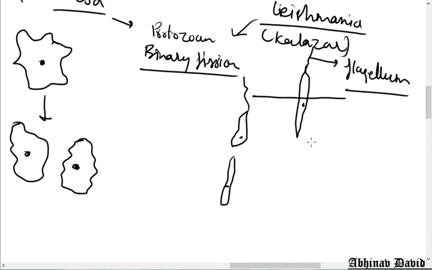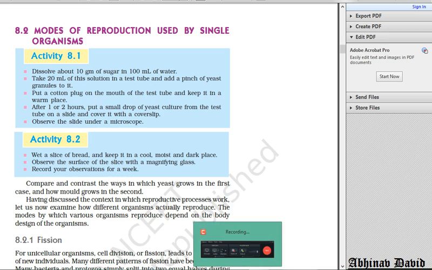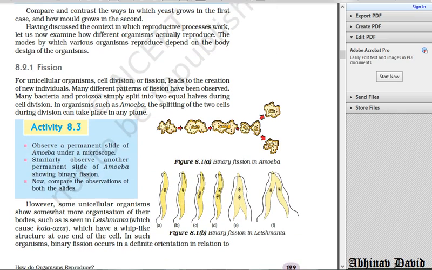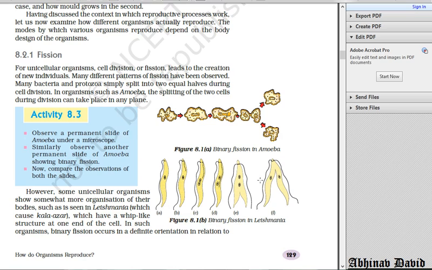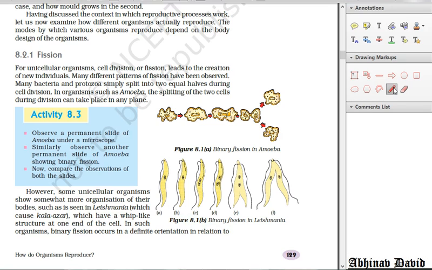Whenever binary fission takes place in leishmania, it takes place longitudinally, along the longitudinal axis. It starts dividing from the middle, and then the flagellum also divides. You can see here in the book, in the NCERT, it is given how it divides like this. This is the flagellum and this is the leishmania.